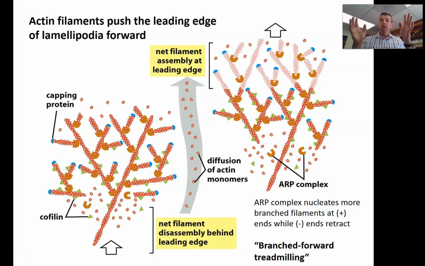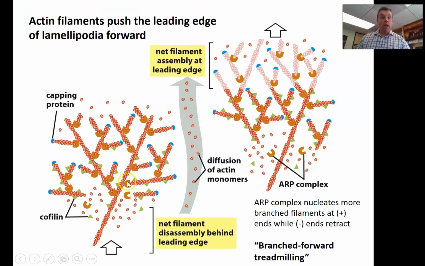So treadmilling is when the minus end is shrinking while the plus end grows, and so the net is that the actin filament grows in one direction. Well, branched treadmilling is the same thing, but all of these branched ones are doing the same thing together. They're growing at the plus end, and that's pushing the lamellipodia forward, and they are depolymerizing at the minus ends. So polymerizing at the plus ends, depolymerizing at the minus ends. And that's branched treadmilling. So how do we make this work?